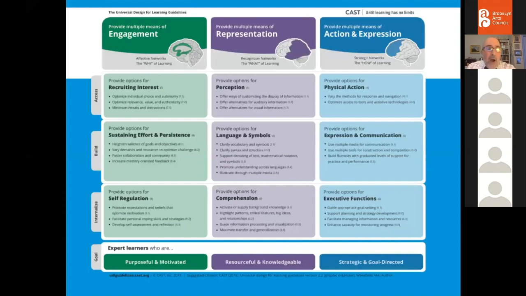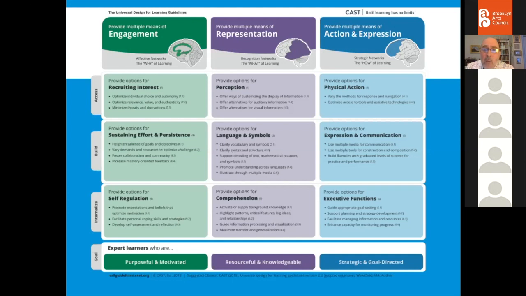Okay, so on the screen, you are now looking at what's called the UDL guidelines. If Maria, you could put up the URL to find this. I really had meant to send this out to everyone before the webinar. I'm sorry that I wasn't organized to send this. We're going to go through this piece by piece, and you'll be able to review it later.